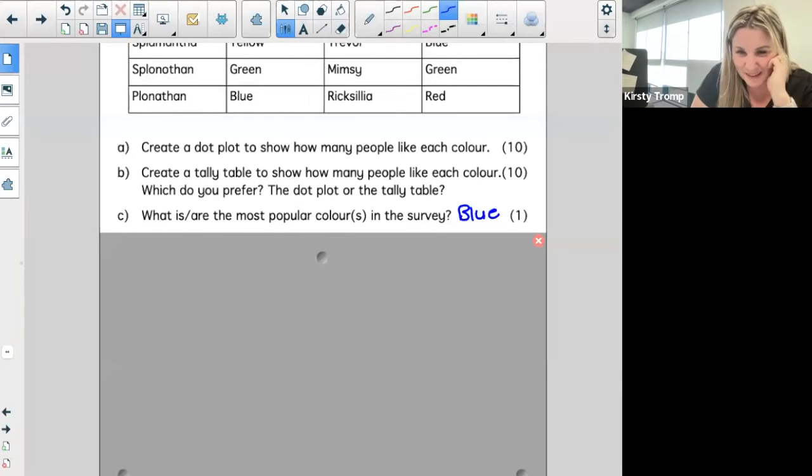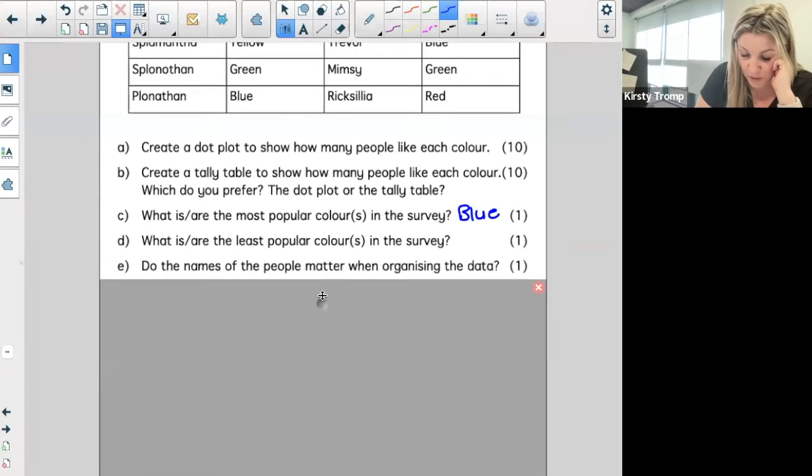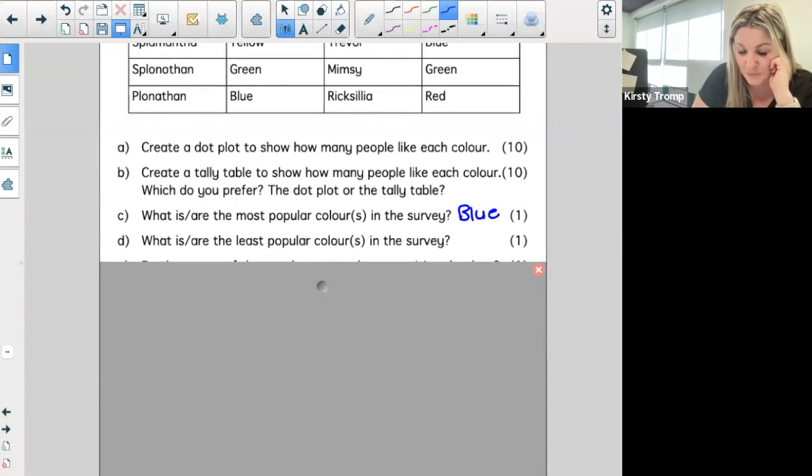Based on your answer that you did in the previous question, what is the least popular color in the survey? There can be more than one color. What's the least popular color or colors in the survey? Go have a look at your survey. Go have a look at your graphs.